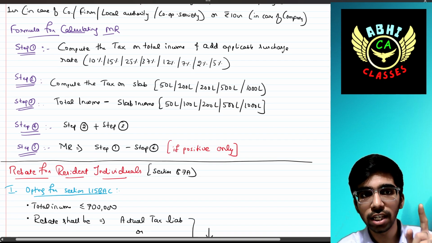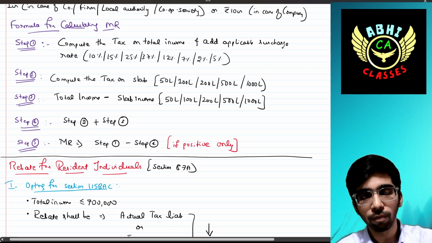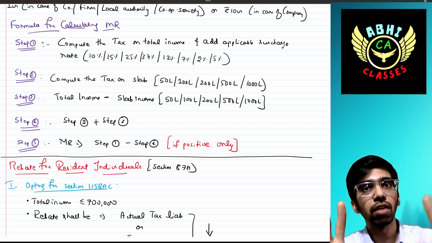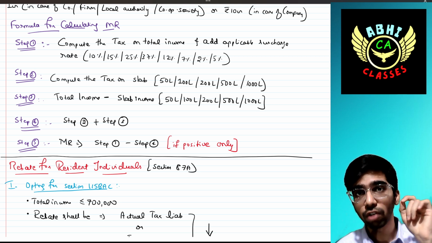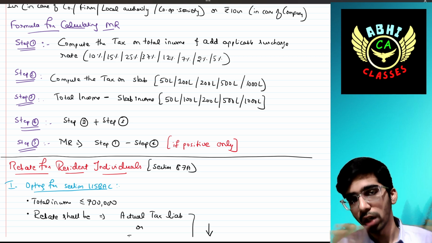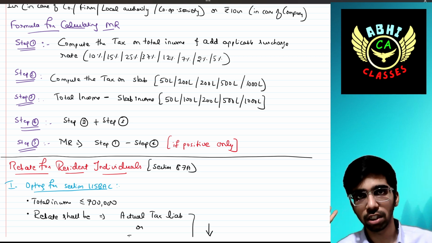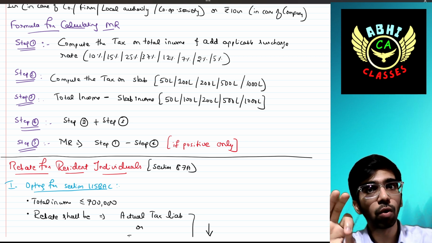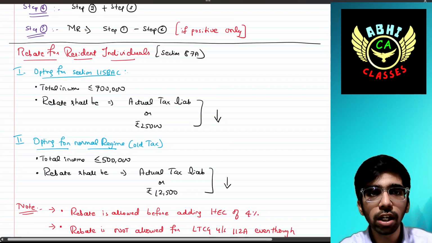Remember, step 5 says that step 1 minus step 4 should always be positive. If it is negative, then marginal relief would not be applicable. Remember, very, very important. If it is positive, then only that marginal relief will be applicable. If it is negative, then marginal relief would not be available. Step 1 will be the ultimate tax amount, excluding the excess amount. Okay. Next, we'll see the rebate concept.